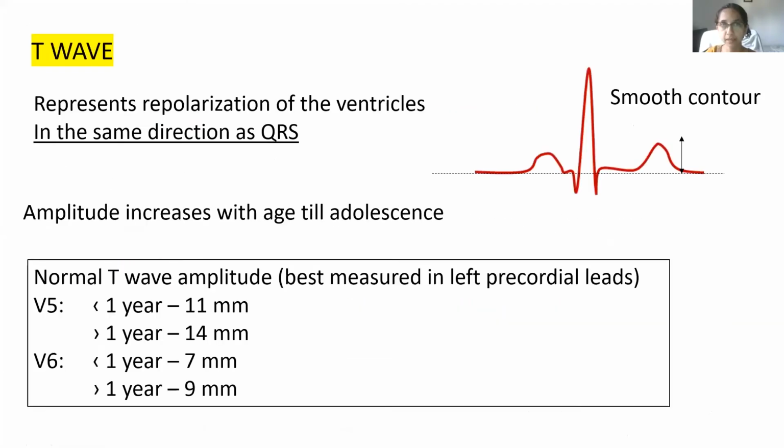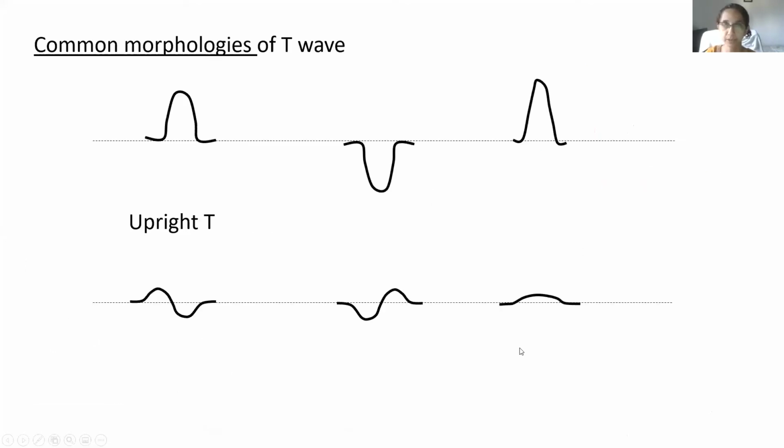The T wave is ventricular repolarization. It's in the same direction of QRS. The amplitude increases till adolescent period and the V5 amplitude is more than V6 amplitude.